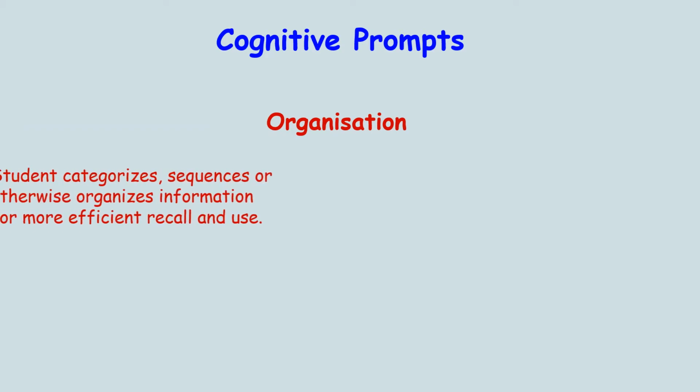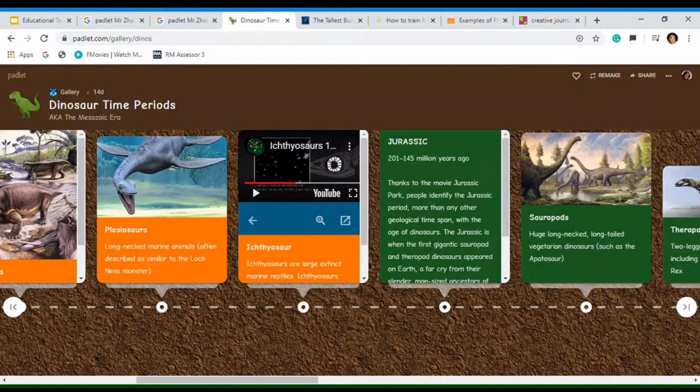Organizing. Here the student organizes information for more efficient recall. Let's look at our first example. In this example, our layout is a timeline, which allows us to visualize information that may change over a period of time. So this could be used for a number of different subject areas.